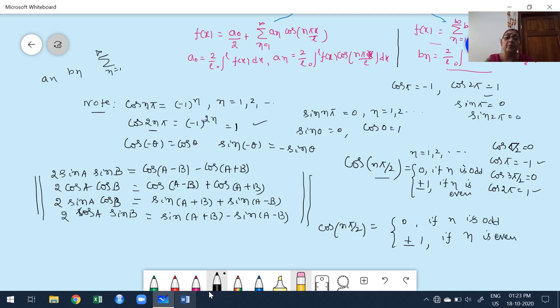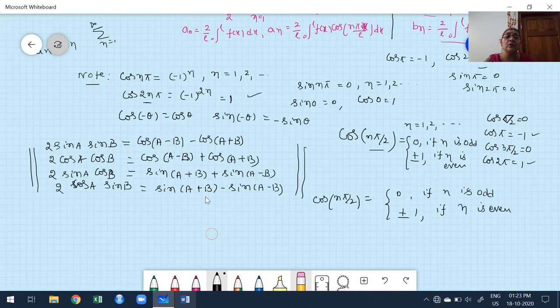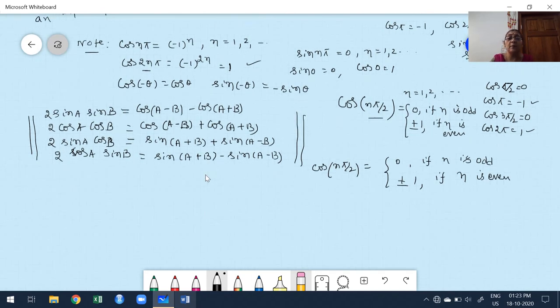Similarly, sin of n pi by 2. Most students make a mistake here and write that the value is 1. You can't write that. I'll explain: for n equal to 1, 2, 3, because in the Fourier series our summation ranges from 1 to infinity. Put n equal to 1: sin of pi by 2 is 1. Put n equal to 2: sin of 2 pi by 2, the 2s cancel, sin pi is 0. Put n equal to 3: sin of 3 pi by 2 is minus 1.